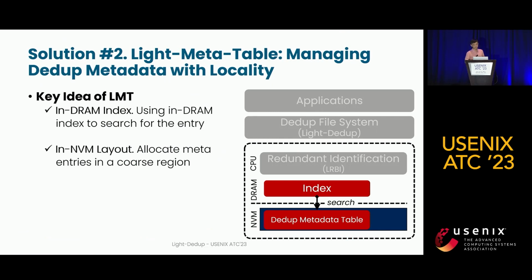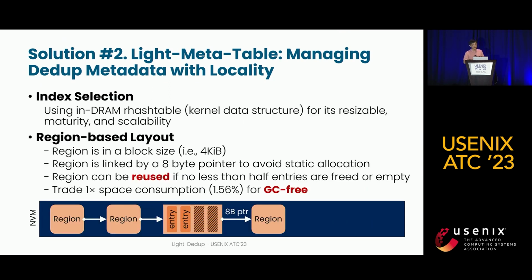So, to address the problem, we propose the Light-Met table, LMT. The key idea of LMT is to deploy an index in the DRAM to quickly search for the entry without interacting with NVM, while managing NVM metadata entries at a region granularity to maintain locality. For the index, we select the in-kernel R-hash table as our index due to its resizability, maturity, and scalability.